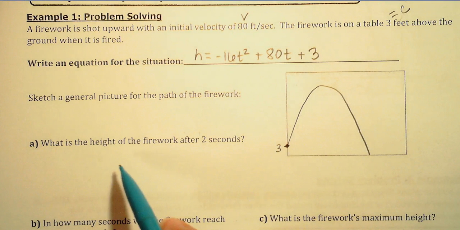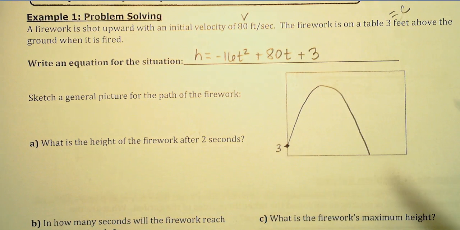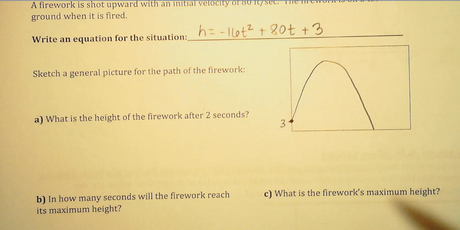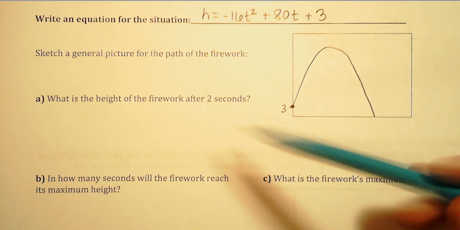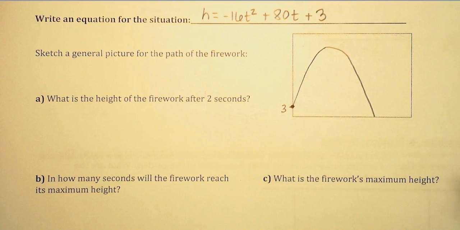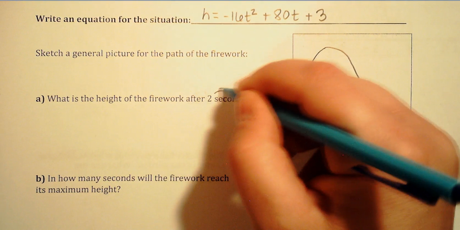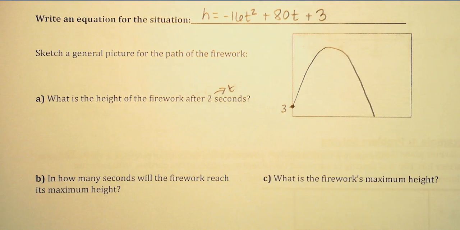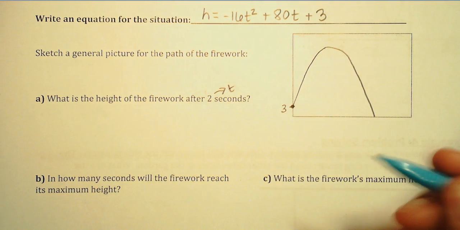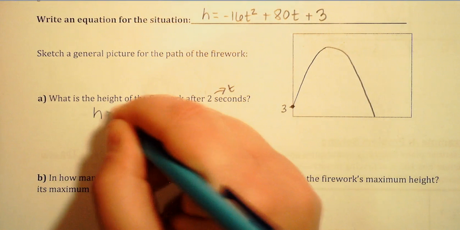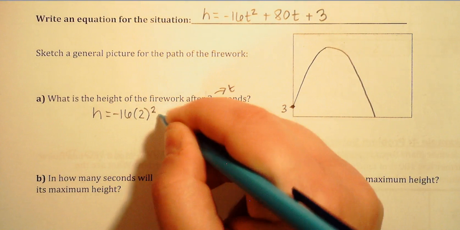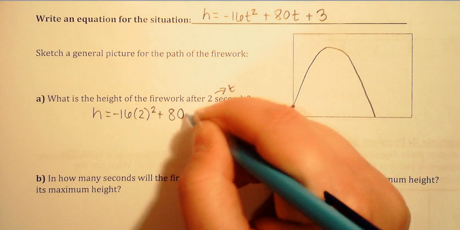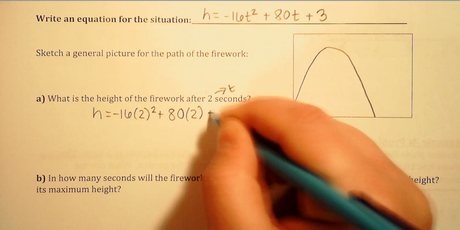Now, after that, we're just going to model some information with the formula that we have and ask some questions about this. So it says, what's the height of the firework after 2 seconds? So that is just going to be the value of the time. That's the t in that formula up there. So after 2 seconds, everywhere you see the t for time, just replace that with the number 2 for the number of seconds.